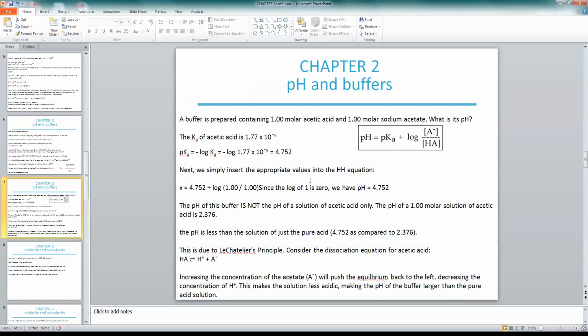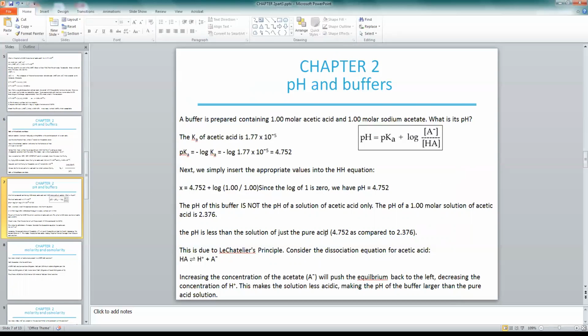Then we're going to take whatever information we're given from the problem and plug it into our Henderson-Hasselbalch equation. So in this case, we've got our pKa that we plugged in. We plugged in the concentration of our acetate. We plugged in the concentration of our acid. Since the log of 1 is going to be 0, then our pH is actually equal to our pKa, in this case 4.752.